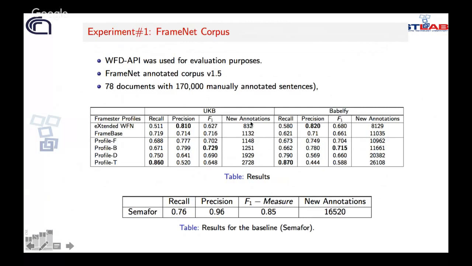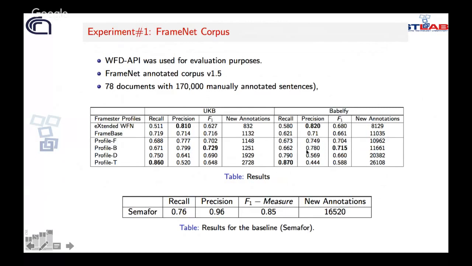As you can see from the results, Framester can reach the best F-score with one of its profiles. It's not the best in precision, but it can reach the best recall with another profile. Anyway, it reaches the best result with the profile B, with both Babelfy and UKB. It doesn't beat Semafor, but here there is actually a bias because Semafor is trained on this specific corpus. So actually, I think the results are really, really high.